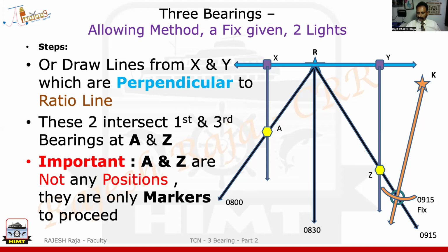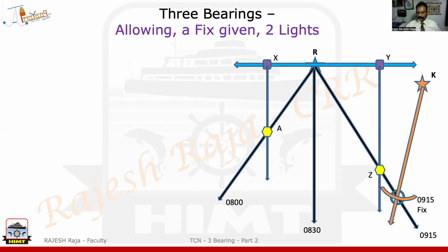So this is very important. People make the mistake of thinking that they are positions. No, they are only markers. So when I join them, I call that CMG. So this is the only data I can find by the three bearing method.